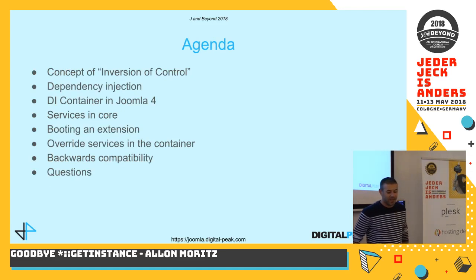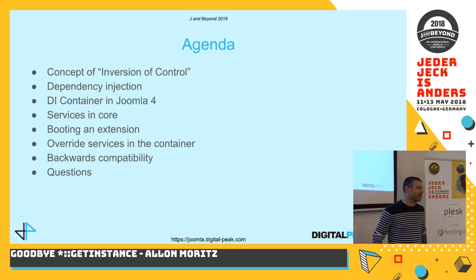The agenda of today: I want to introduce the concept of inversion of control, dependency injection, the DI container we have now in Joomla 4, then the services from core, and the new way of how you can access extensions in Joomla, and then how you can override services and how we did all of that in a backwards compatible way. The last part is a question round, but if you have questions during the presentation, don't hesitate to ask.